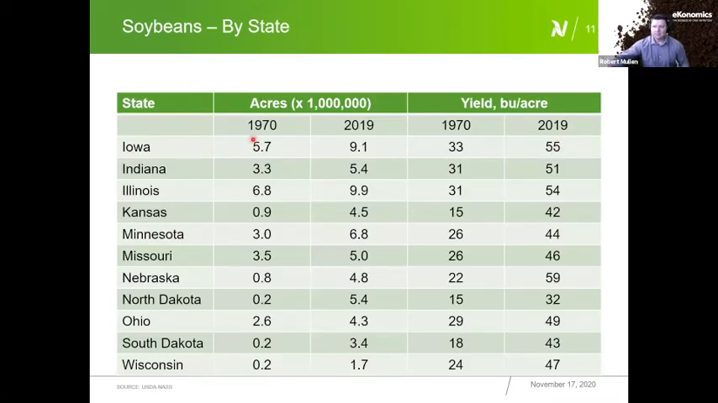So soybeans by state. Iowa, you look back 50 years ago, just under 6 million. Now they're over 9 million. Indiana's grown by 2 million. Illinois has now grown by 3 million. Kansas, 3.5 million. Minnesota, 3 million. Missouri, everybody's experienced some level of increase in soybean acres in this geography.